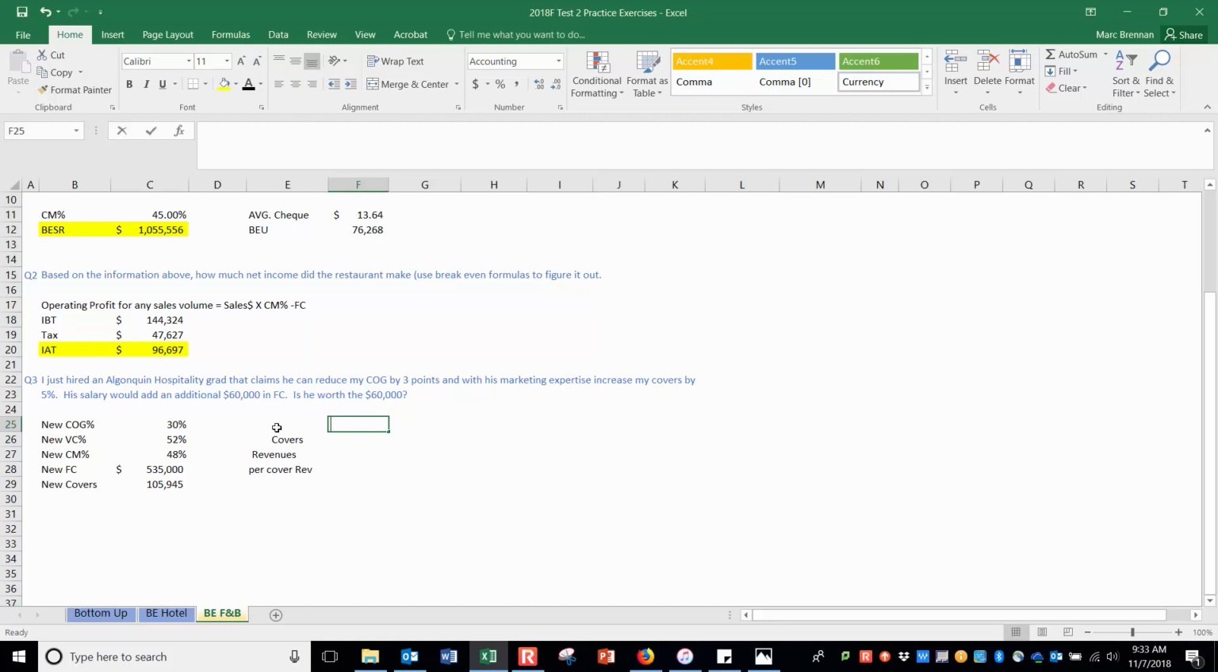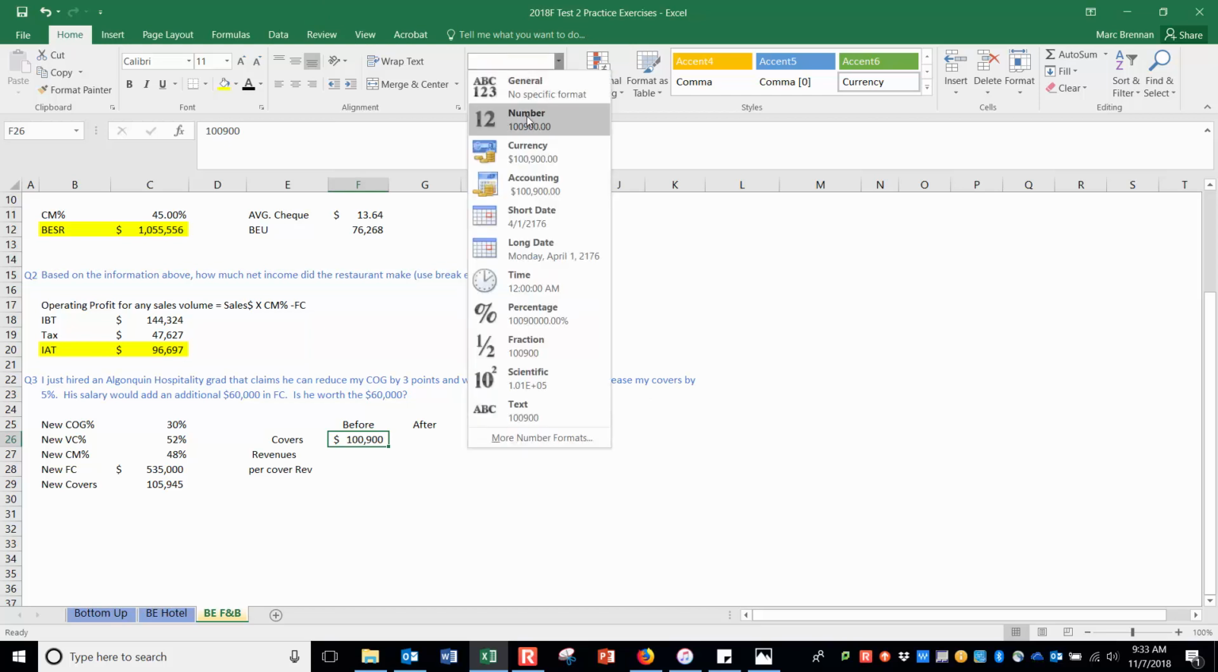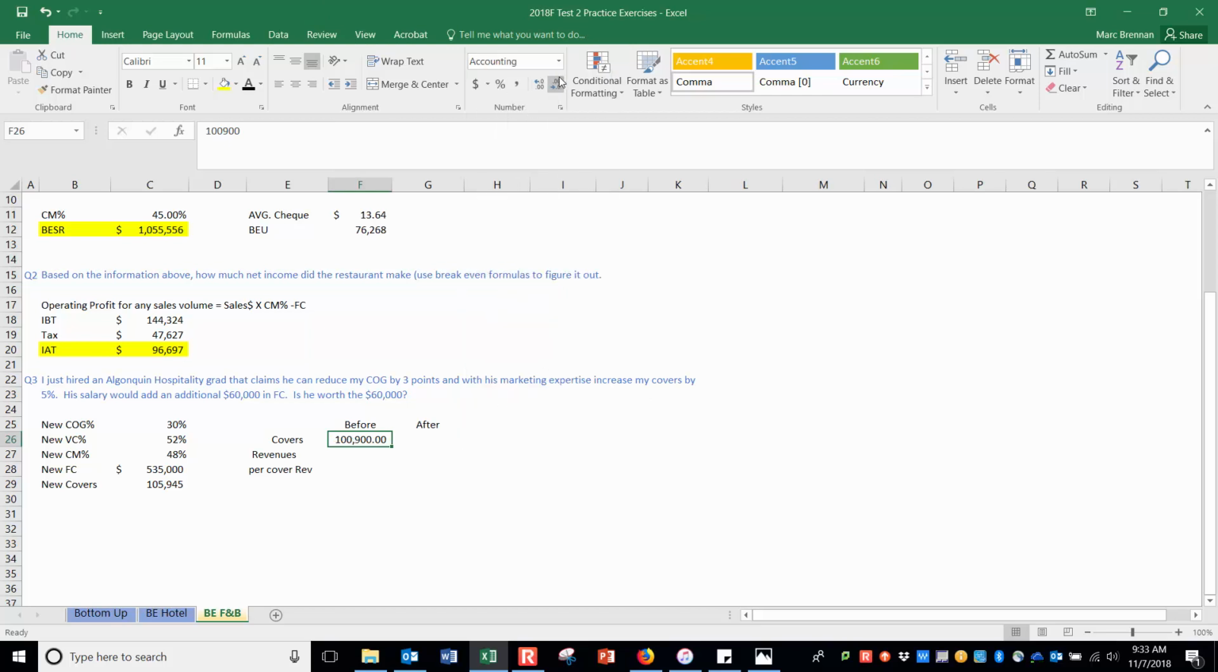So I want to do that for before, and I want to do that for after. I want to evaluate, before this grad came along, what was going on with my covers, my revenues, and my per cover revenue. And I also want to find out what happens after. Covers before this suggestion was 100,900, and it's definitely not in dollars. It's going to be a number.